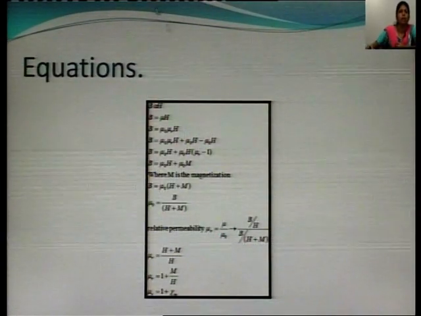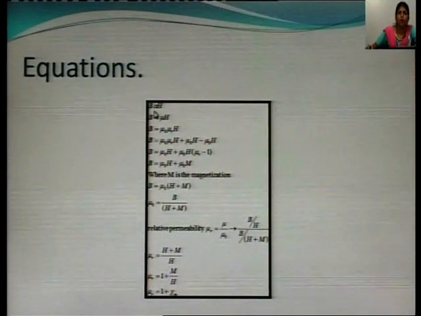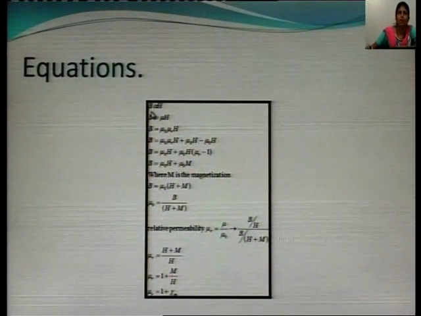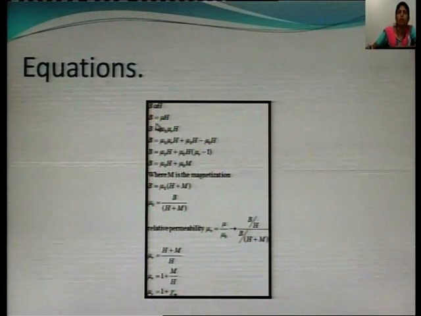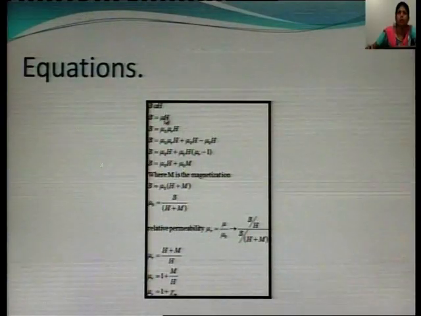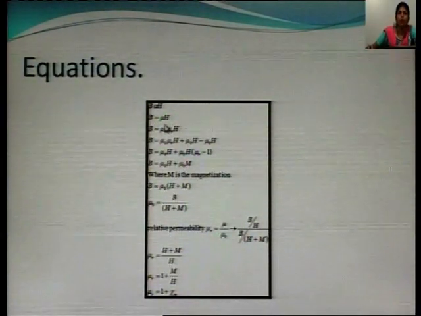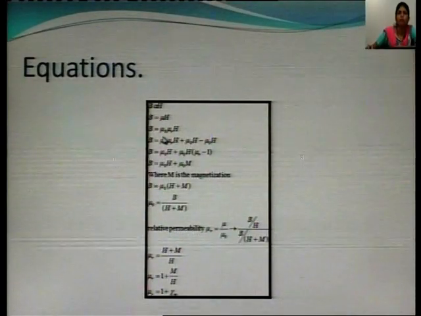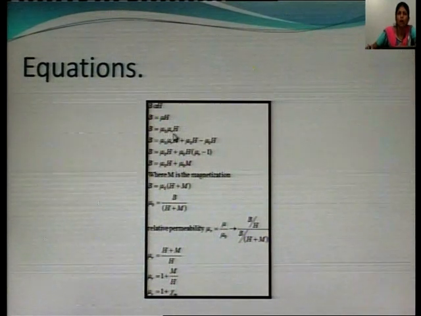So, these are some related equations to magnetic circuits. Now, you know what we have discussed so far. B is proportional to H. In order to remove this proportionality sign, we have added a constant mu, where mu is the permeability. So, B is equal to mu H. Now, mu can be written as mu naught mu r. So, B is equal to mu naught mu r H.